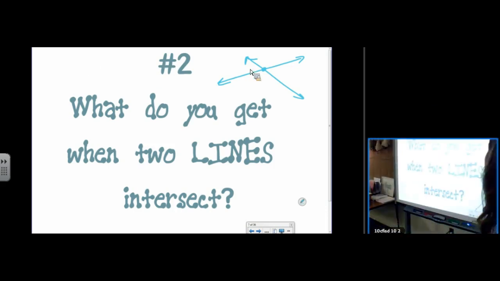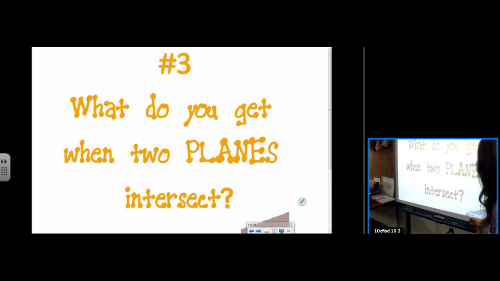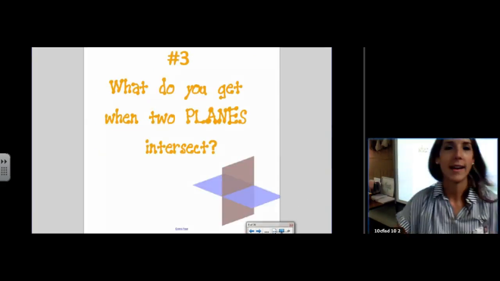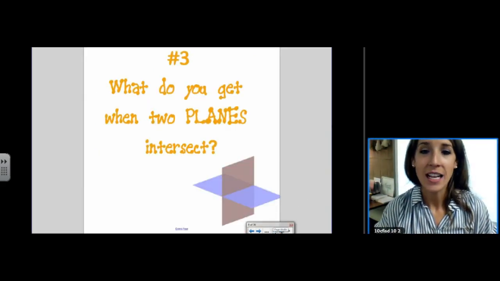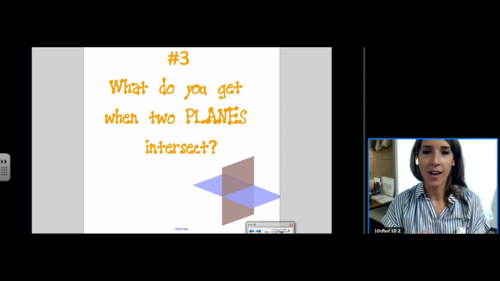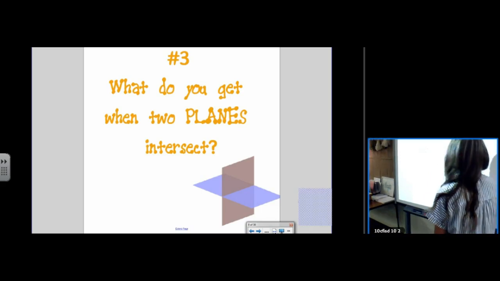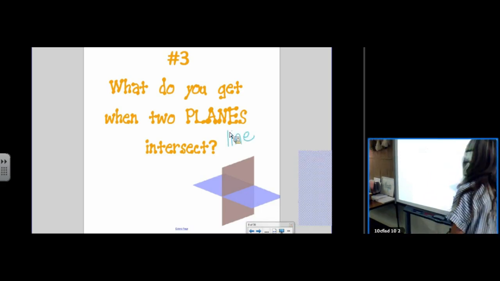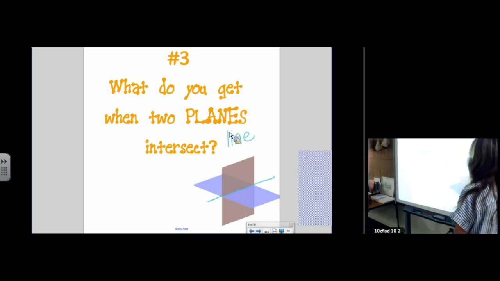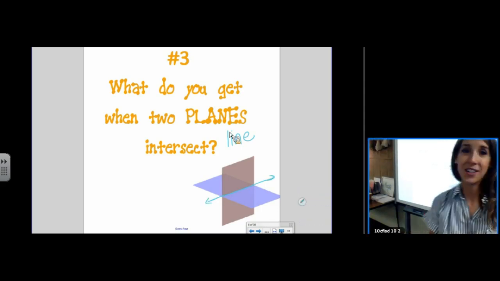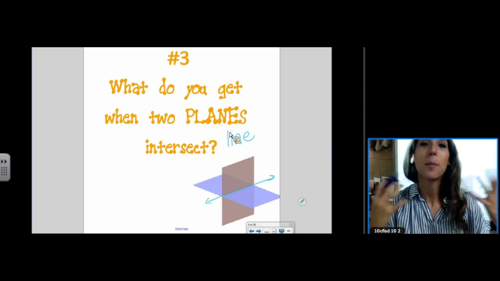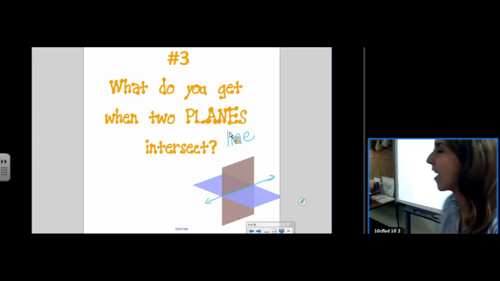All right. Another postulate that we learned was when 2 planes intersect, they intersect in exactly 1... you got it, line. What do you get when 2 planes intersect? You get a line. So when 2 lines intersect, you get a point, and when 2 planes intersect, you get a line. Good.